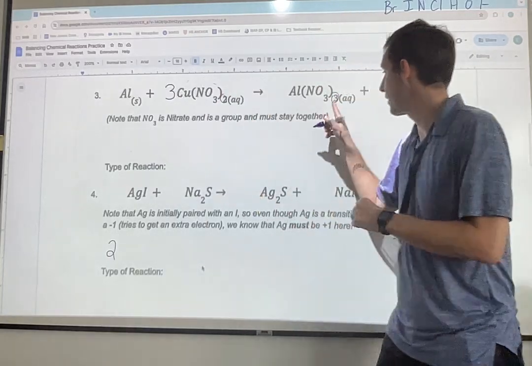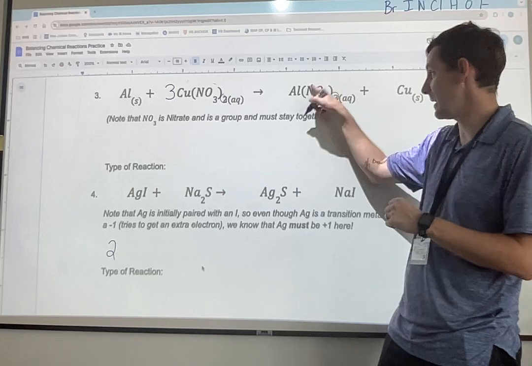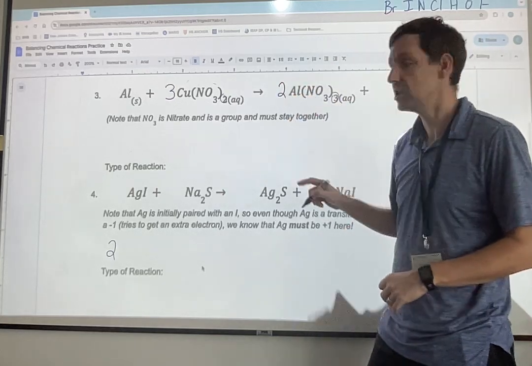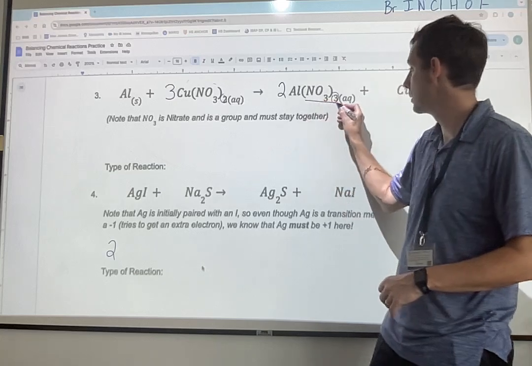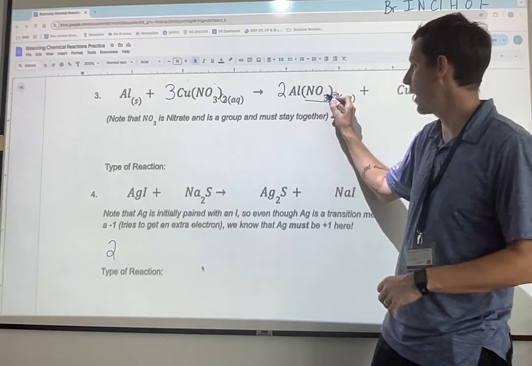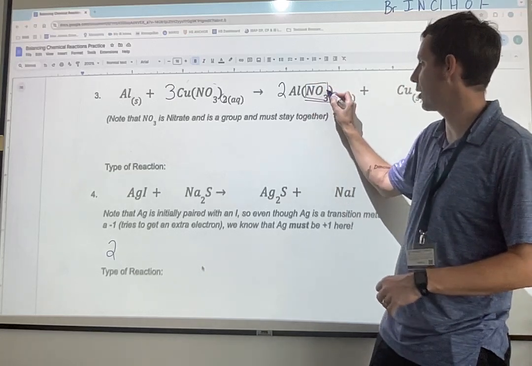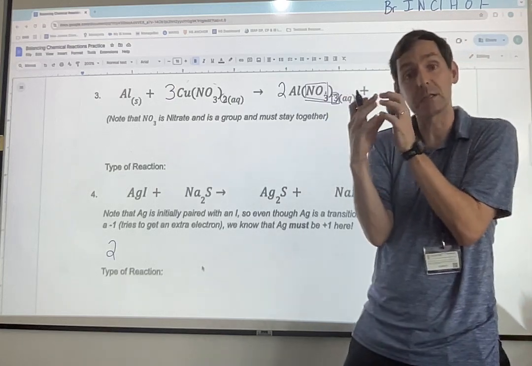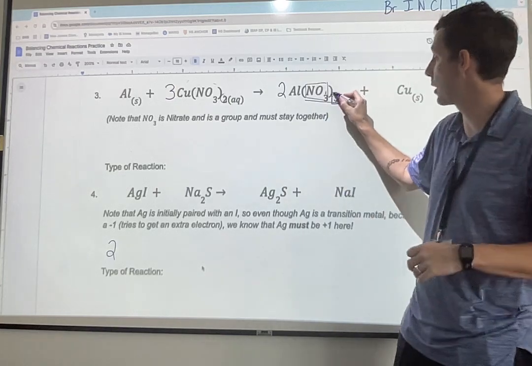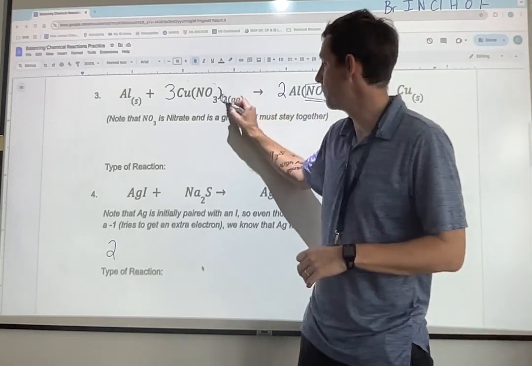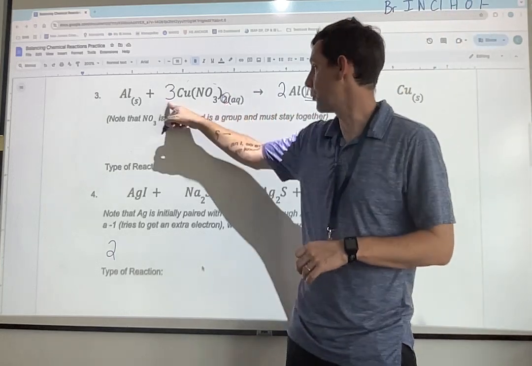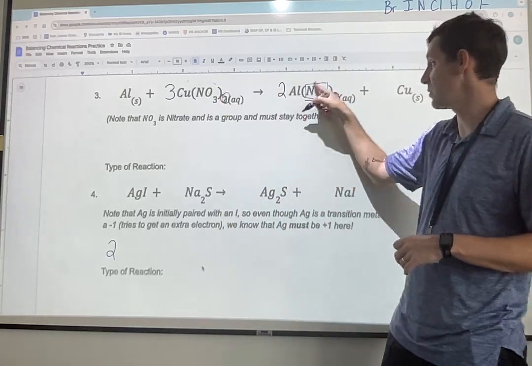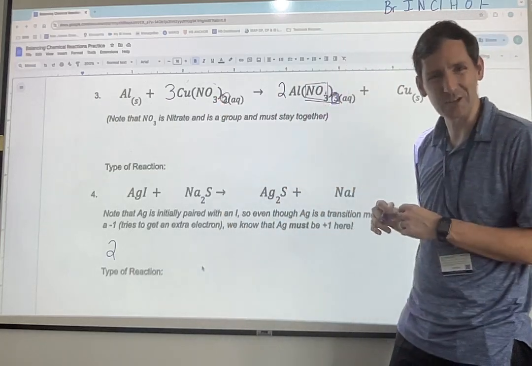Over here, I already have 3 in this group, so to get 6, I'm going to put 2. That means I now have 2 sets of 3. You don't have to worry about that 3 inside the NO3, because that's part of this polyatomic ion. It's part of that group. So all we need to worry about is getting these matched up. I've got a 2, so 3 times 2 is 6. Now I've got 6 of those nitrates. Over here, I've got 2 times 3, that would now be 6 of those nitrates.